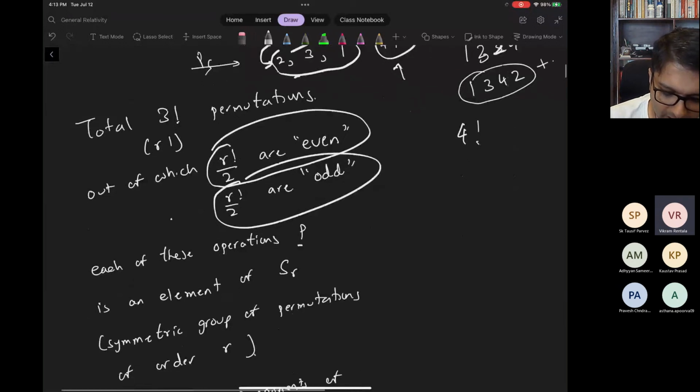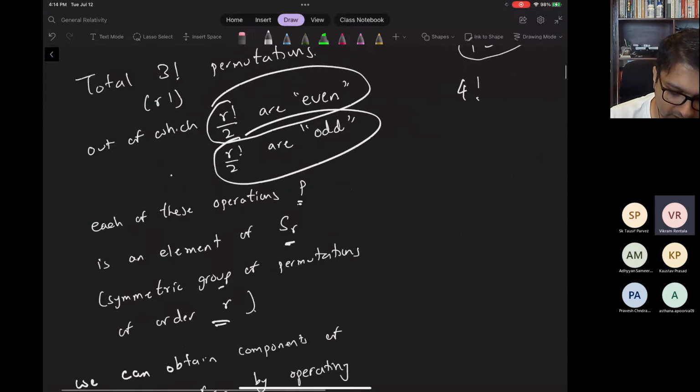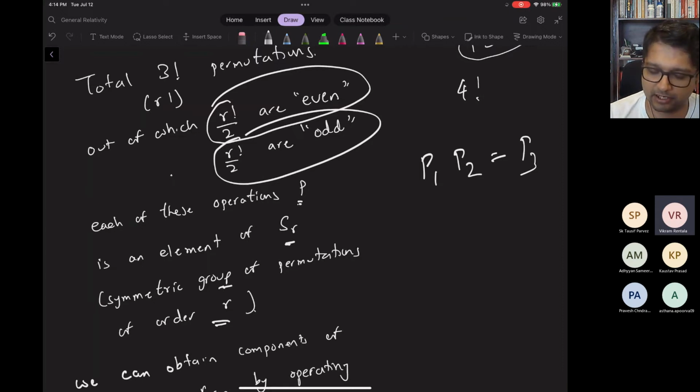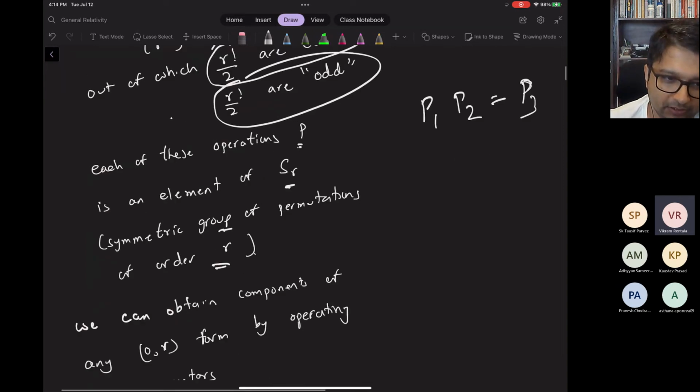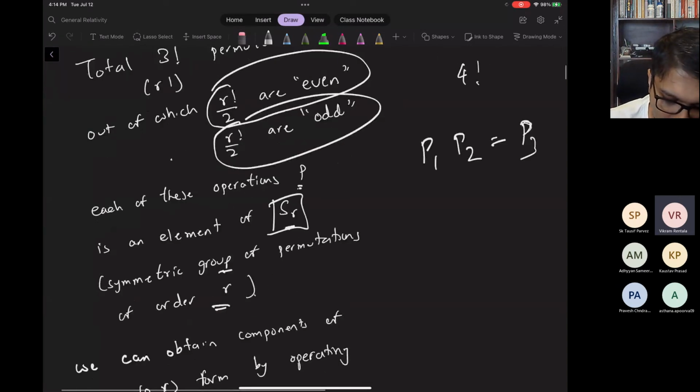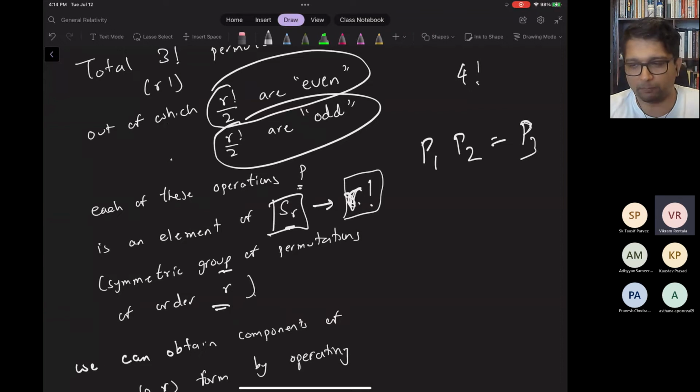Now, these operations P are elements of what is called a symmetric group, the symmetric group of permutations of order R. This means that a combination of 2 successive operations is also some other operation in the same set. If I perform 2 successive permutations, that also gives me another permutation. And it has other group properties, such as there being an identity operation and so on. So this defines a symmetric group, called symmetric group R, which has R factorial elements, here 6. This is the group of operations that you can perform.